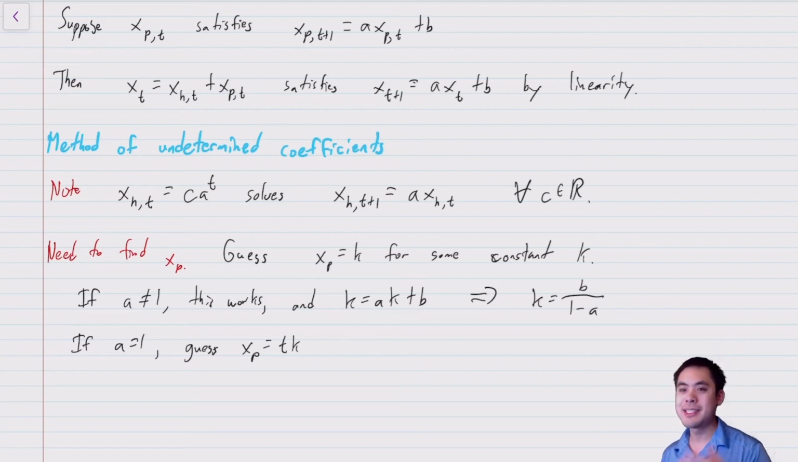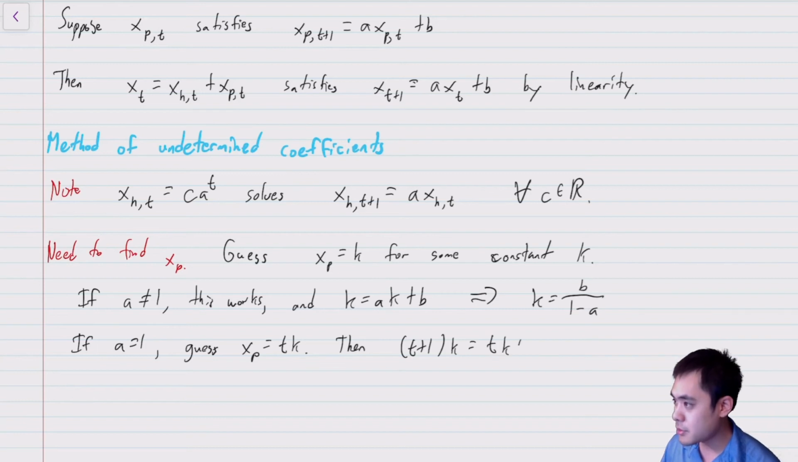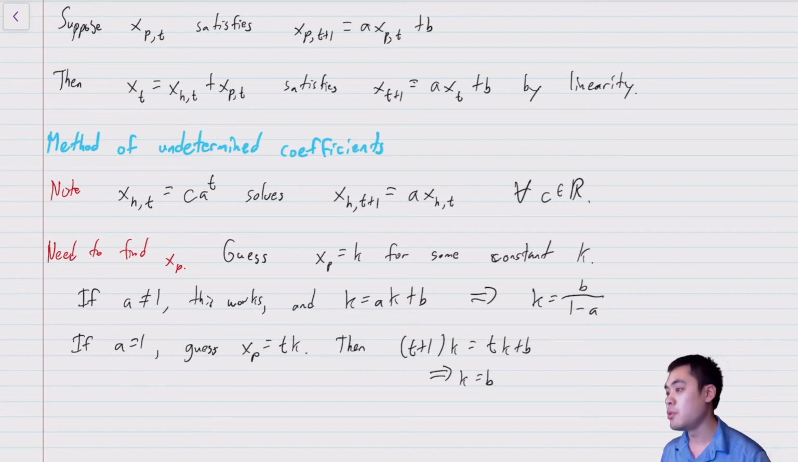You should recall that you made a similar type of ansatz in differential equations whenever the constant guess didn't work for some reason or another, usually related to the eigenvalues of the characteristic polynomial, which we'll cover later when we talk about higher order equations. But in this case, if a is equal to 1, it doesn't work, as you can see here, because you end up getting that k is equal to infinity, which is clearly not a normal real number. But if we guess that xp is equal to tk, well, that does work. So then here we have that t plus 1 times k is equal to tk plus b, which implies that k is equal to b, and xp is equal to tb.